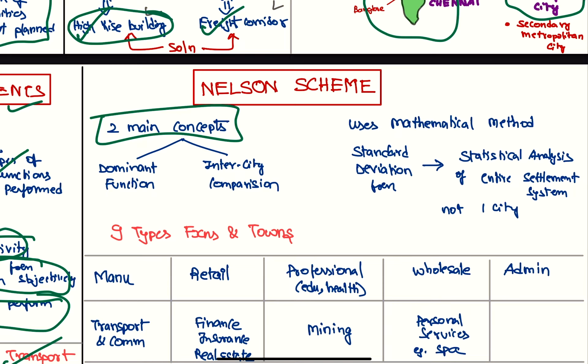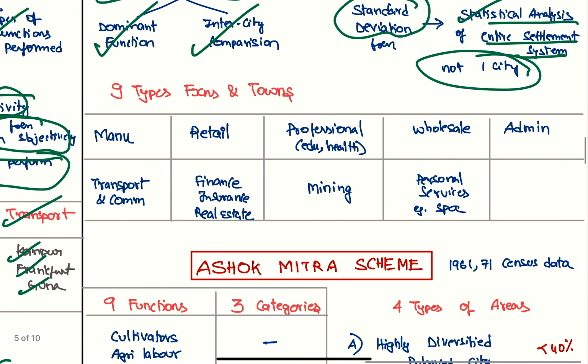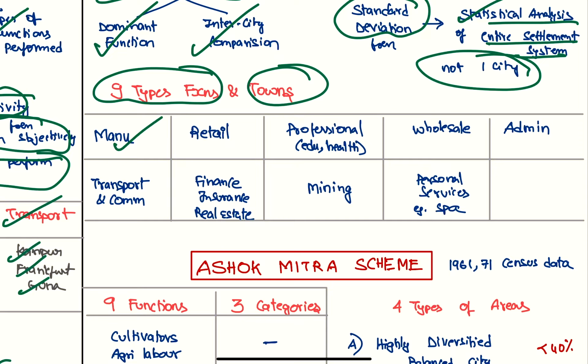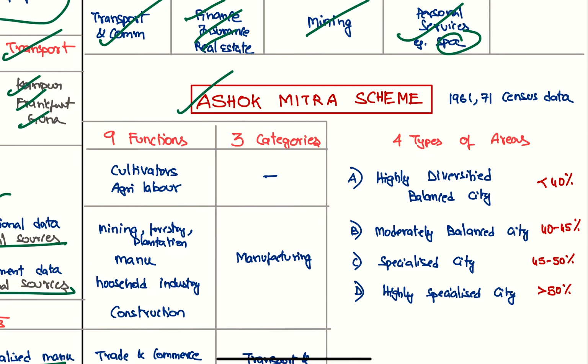So two main concepts he also uses are dominant function and intercity comparison. So he uses a mathematical method of standard deviation function. So he applies statistical analysis to the entire settlement system, not just one city like C.D. Harris. So on the basis of this, he identifies 9 types of functions and therefore 9 types of towns, which are manufacturing, retail, professional, wholesale, administrative, transport and communication, finance, insurance, real estate, and mining and personal services. For example, spas. Last, we have the Ashok Mitra scheme, who gave his scheme on the basis of 1961-1971 census data.